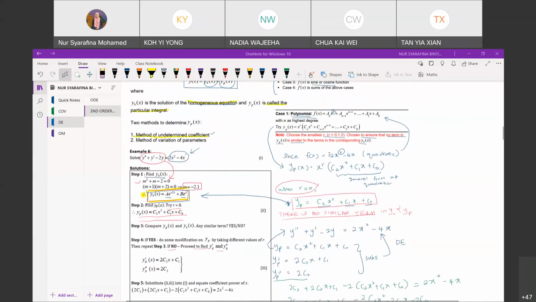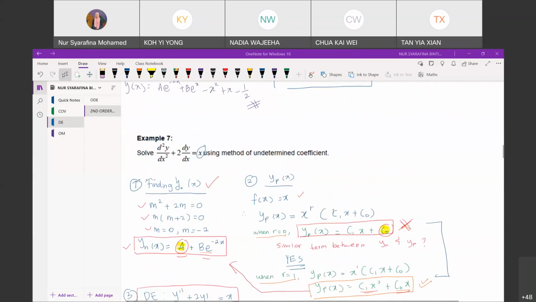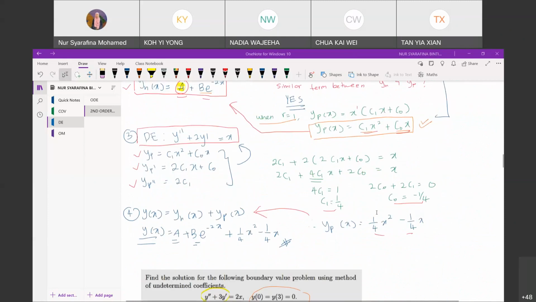So if your function is a quadratic, then you should have up to C2, because the highest degree n equals 2. If the highest n equals 1, then you have up until C1x plus C0. That one is a polynomial.